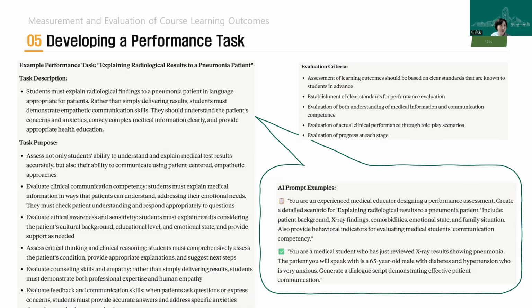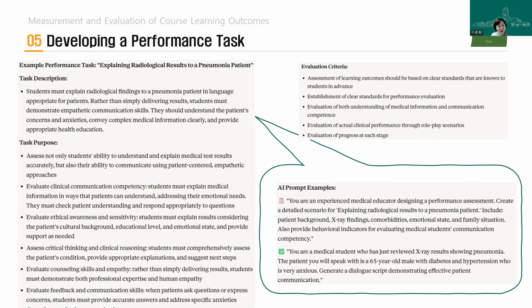dimensions. First, assess medical knowledge and explanation ability. Second, evaluate clinical communication competency. Third, evaluate ethical awareness and sensitivity. Fourth, assess critical thinking and clinical listening. Fifth, evaluate counseling skills and empathy. Sixth, evaluate feedback and communication skills.